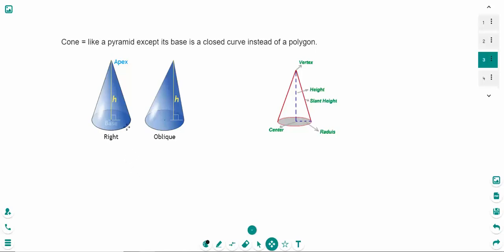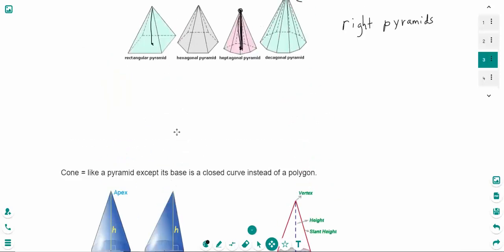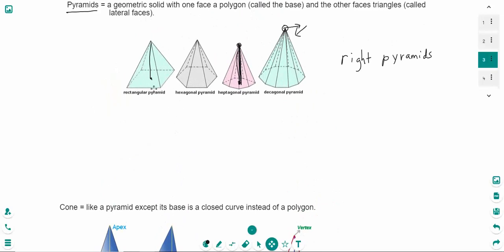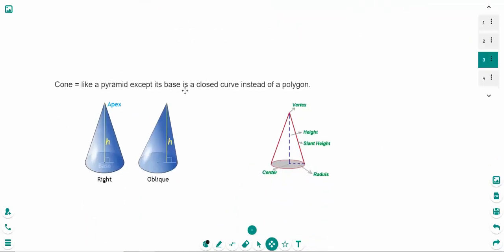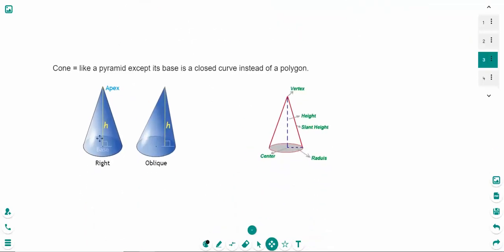And that totally changes the makeup of the faces. Because with a pyramid, you've got this polygon base, which gives us a bunch of faces, and they're all triangles. If you're talking a cone, you have a circular base, which means you don't really have a bunch of triangular faces. It's actually a curved surface as you go up. You might say there's only one face. It's a curved face as it goes up. So that's the key difference between a pyramid and a cone.